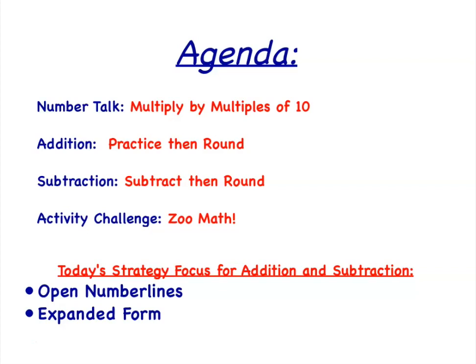Our agenda today, we'll have a number talk. We'll use multiplying by multiples of 10 for that. Then we'll work some addition problems and practice rounding with the answers. We will work some subtraction problems and practice rounding with those answers. And then finally, I'll leave you with a challenge called Zoo Math. Today's strategy focus for addition and subtraction will be using open number lines and using expanded form.